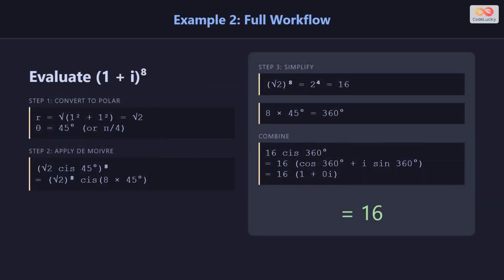Let's look at a full workflow. Evaluate (1 plus i) to the power of 8. First, we convert 1 plus i to polar form, giving us a radius of root 2 and an angle of 45 degrees. Applying the theorem, we raise root 2 to the 8th power, which is 16. We multiply 45 degrees by 8, getting 360 degrees. The final answer is simply 16.